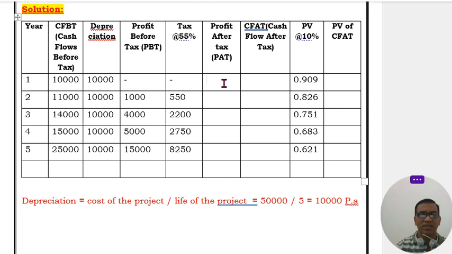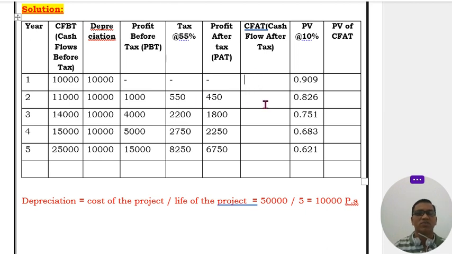So here nil minus nil, nil only, 0. Here profit before tax 1000 minus tax 550, that equals 450. Here 4000 minus 2200, 1800, if I am not wrong, yes. 5000 minus 2750, that is 2250. 15,000 minus 8,250, that is 6,750. Yes. So profit after tax means profit before tax minus tax.